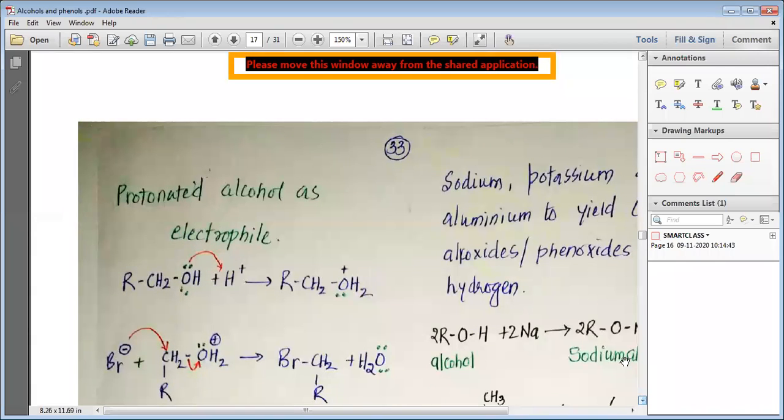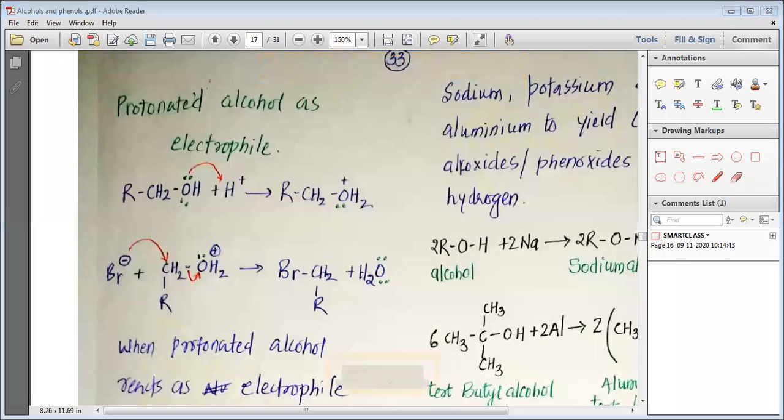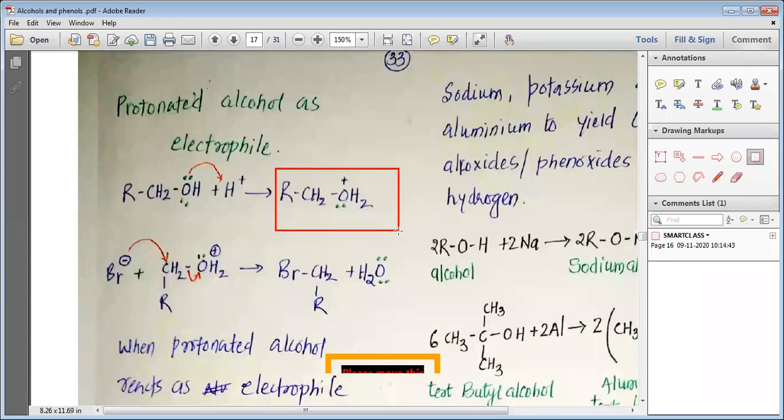Now, my dear students, we can understand the reactions of alcohol as an electrophile. Alcohol behaves as an electrophile when it turns itself into protonated alcohol. So first alcohol reacts with H plus and it turns into protonated alcohol. This is what is known as the protonated alcohol, my dear students.